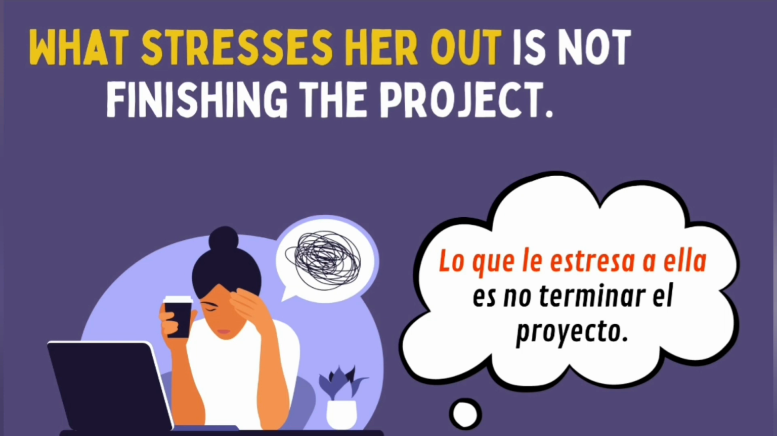Now we have another sentence. What stresses her out is not finishing the project, okay? What stresses her out in Spanish means lo que le estresa a ella. Okay, remember in Spanish you can remove the personal pronoun, and also you can say lo que le estresa, and also you can remove a ella. Okay, you can omit that. You can say lo que le estresa a ella, or only you can say lo que le estresa. Okay, what stresses her out, lo que le estresa, is not finishing the project. Es no terminar el proyecto.